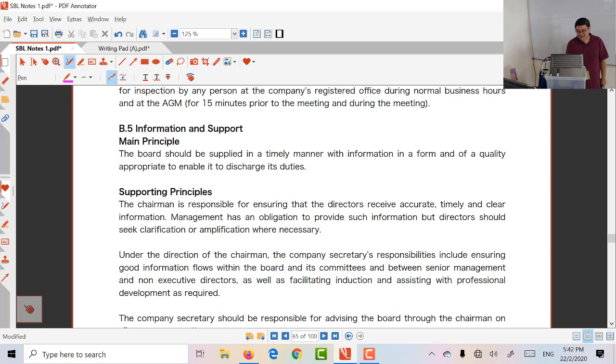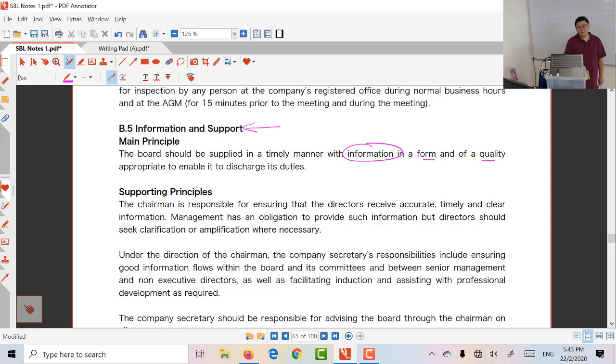Okay. Now, this is the section that basically says that directors must get information in the form and of a quality that allows them to do their job. Now, basically, you know, you cannot work without information.